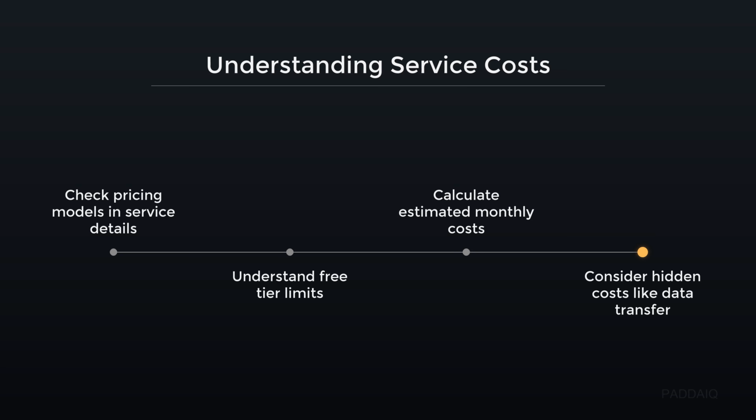Consider hidden costs like data transfer. This means moving data between services or regions incurs extra charges not shown in base pricing. For example, transferring customer data from your SAP system in Europe to analytics tools in the US adds fees. Always review data movement in your architecture to avoid unexpected expenses.